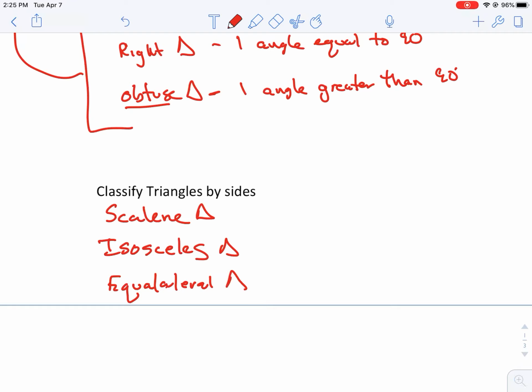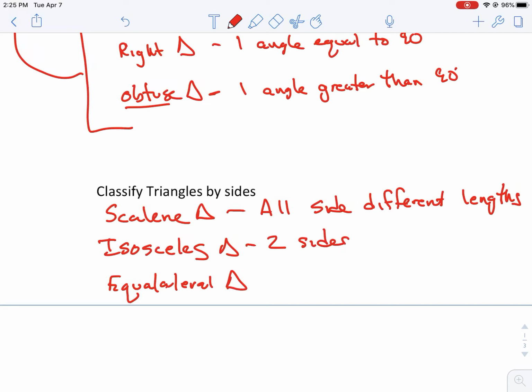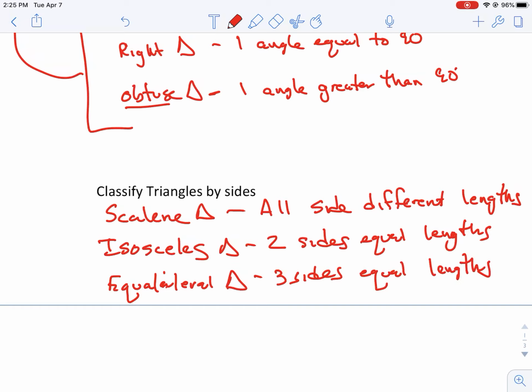I think I spelled that wrong. Lateral. E-R-A-L, triangle. Scalene, all sides different lengths. Isosceles, two sides equal lengths. Equilateral, all three sides equal length.